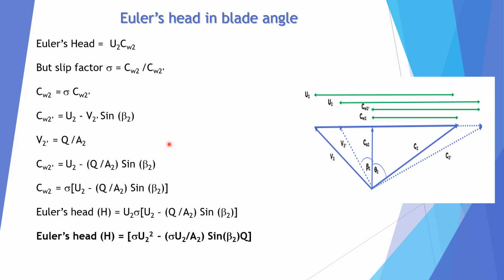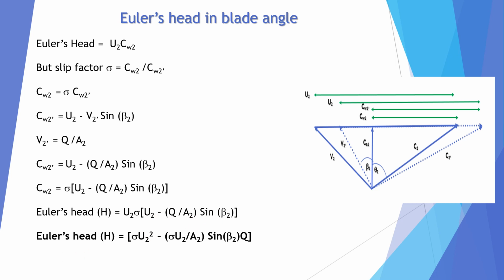ideal outlet relative velocity. So CW2 dash can be written as U2 minus Q by A2 into sine beta 2, replacing V2 dash. Now CW2 is equal to sigma into CW2 dash. So we can write sigma into bracket start U2 minus Q by A2 into sine beta 2 bracket close. Euler head can be written as U2 into CW2. So U2 into CW2, this is written here.